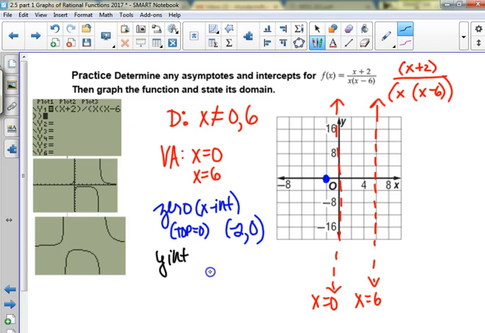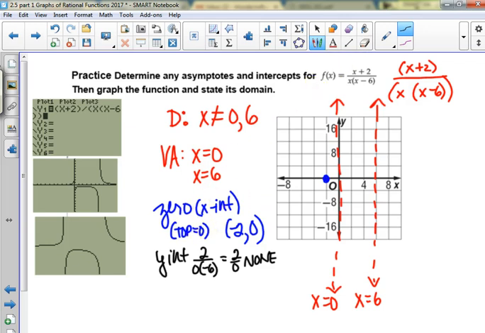Well, it's what you get when you put in 0, but does anybody see that it's not going to have a y-intercept? Because it already has an asymptote there, right? If we put in 0, we would get 2 over 0 times -6, which is 2 over 0, which is no y-intercept. Does that make sense if you didn't catch it along the way? All right. What's left in the directions? Just the graph?